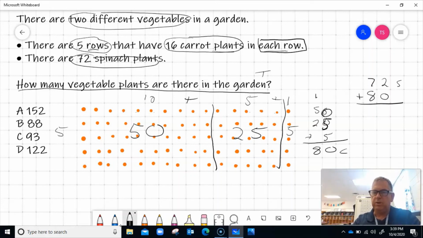2 plus 0 is 2. And 8 plus 7, I count up from 8. Count up 7 more, so that's 8, 9, 10, 11, 12, 13, 14, 15. So 8 plus 7 is 15. So it looks like 152 plants in the garden altogether. So I'm going to go ahead and choose answer choice A for that.